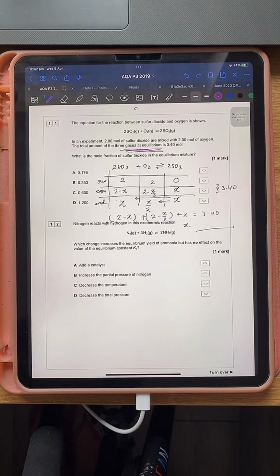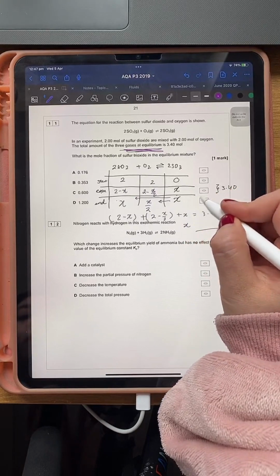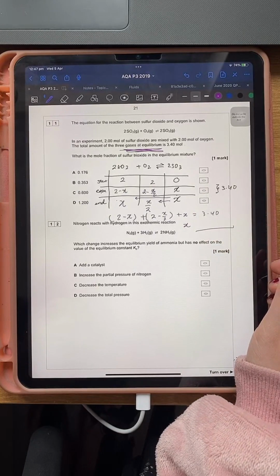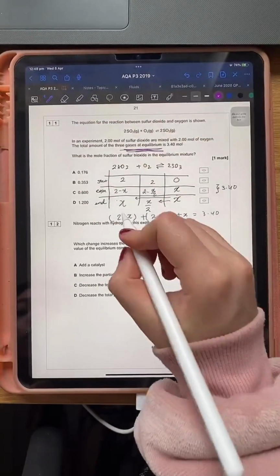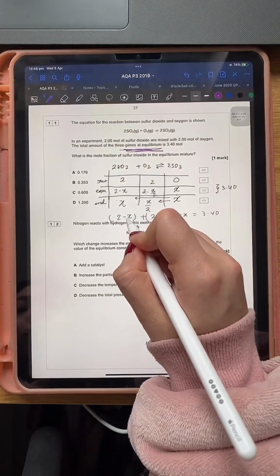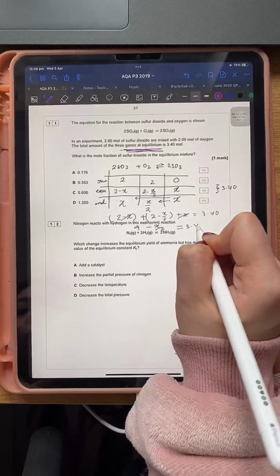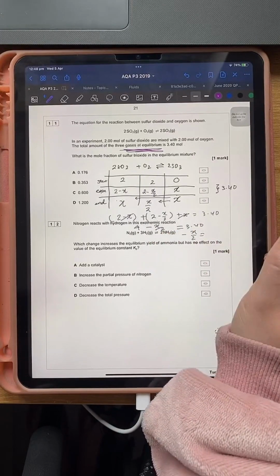You can do this for KP questions as well, KC questions, it's the same method. And then you can solve for x in this way. 2 plus 2 is 4, minus x plus x is 0, so you get 4 minus x over 2 equals 3.40. Minus x over 2 equals, take away 4 on both sides, minus 0.6, x is 1.2.